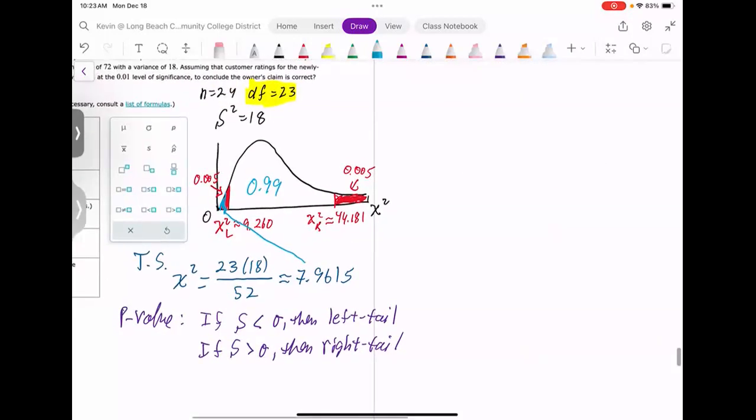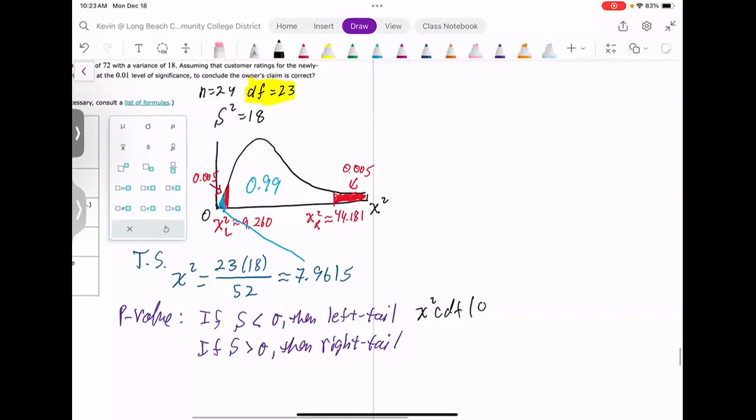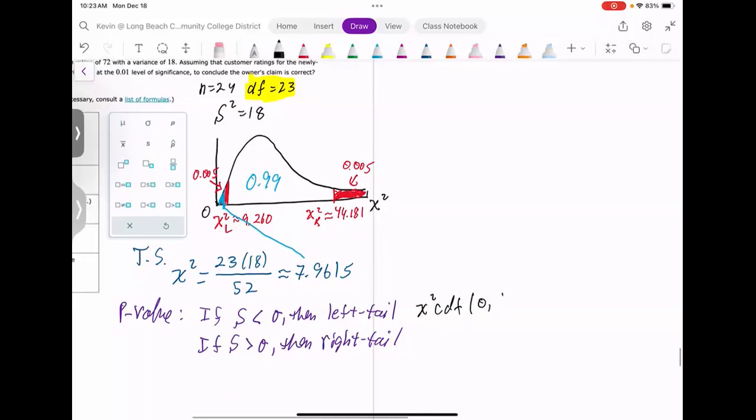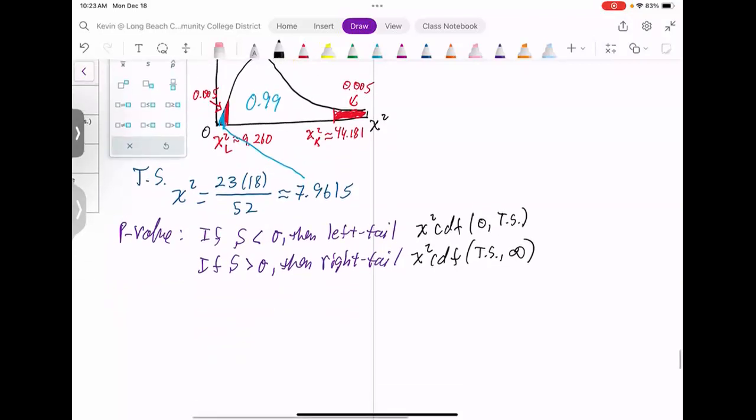So this means that when we're looking for the p-value, it's going to be chi-squared CDF, and this is going to be 0 to the test statistic. If it's in the right tail, then it's going to be chi-squared CDF, the test statistic, to infinity, meaning 9999999. Okay, and here's the thing with a two-tail that is going to really mess us up. In this case, I'm going to find the left tail value.